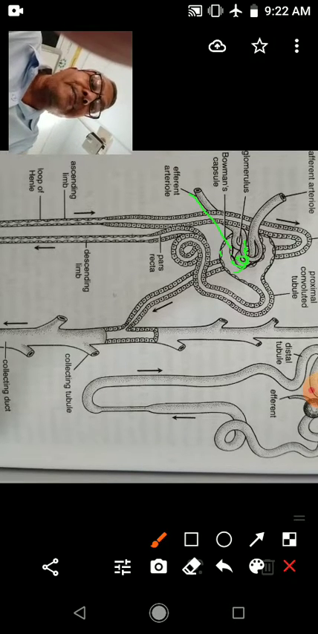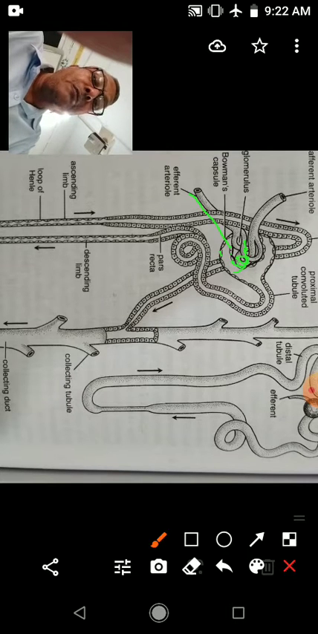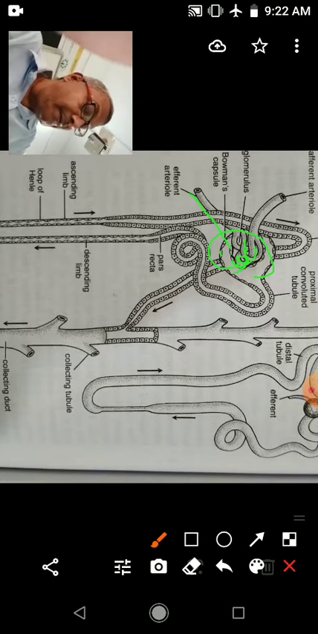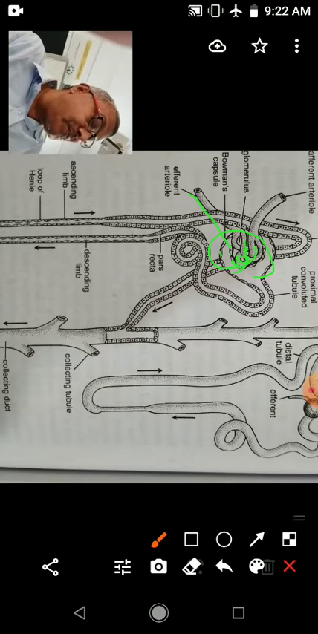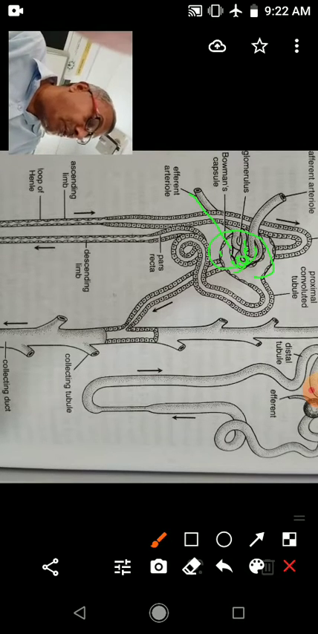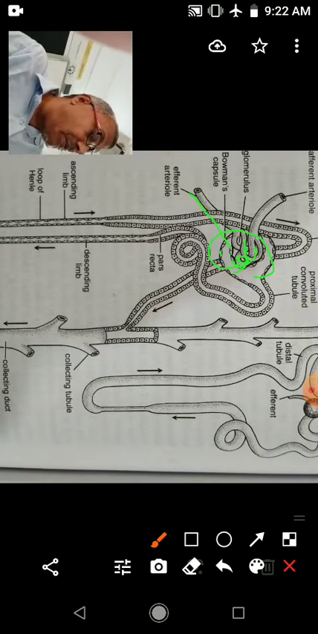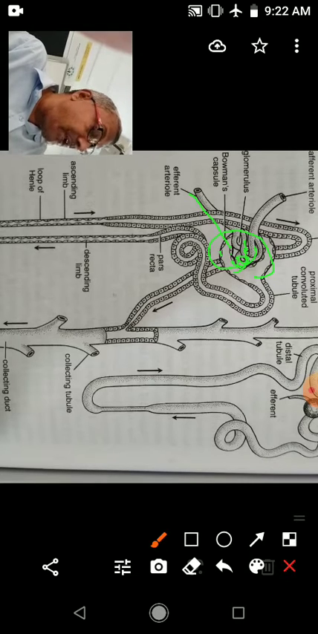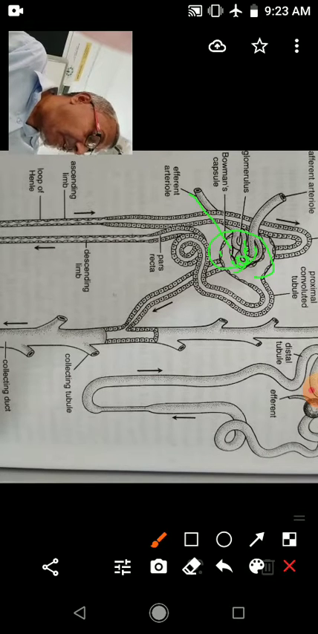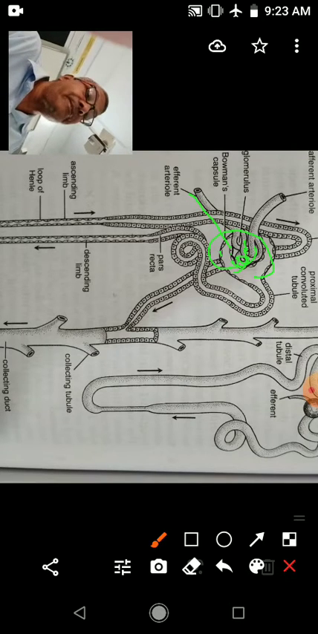The Bowman capsule and glomerulus together are called the Malpighian capsule. So glomerulus and Bowman capsule together are the Malpighian corpuscle or renal corpuscle.